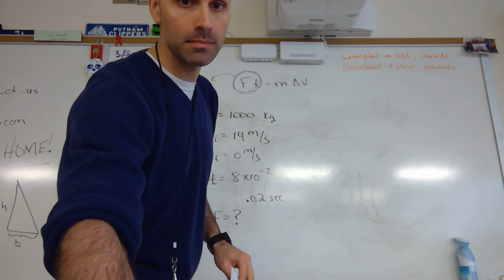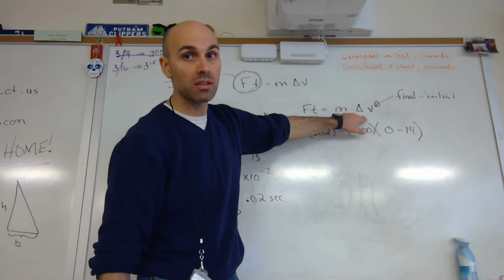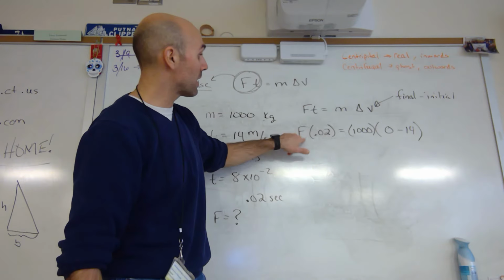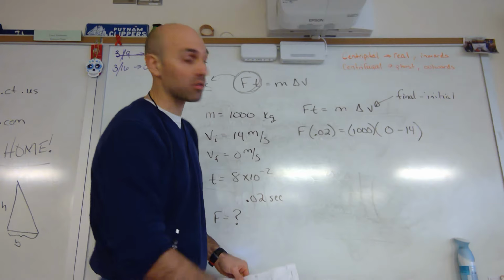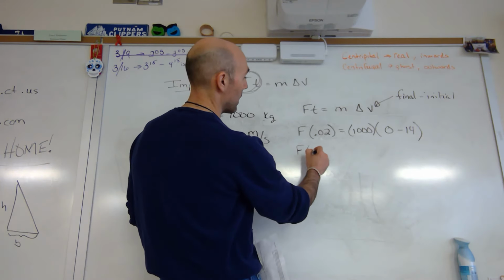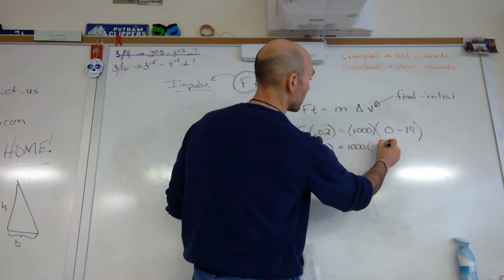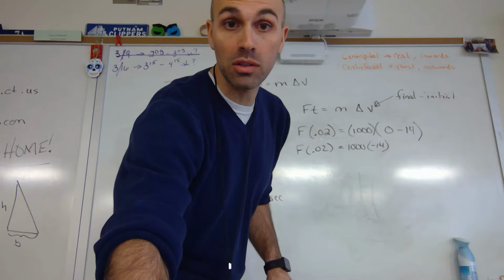Filling this in, Ft equals m delta v. Remember, delta v is a change in, so final minus initial. We have our force times the time equals 1,000 times 0 minus 14. F times the time equals 1,000 times negative 14. Going through and solving this, we'll join back in just a second.